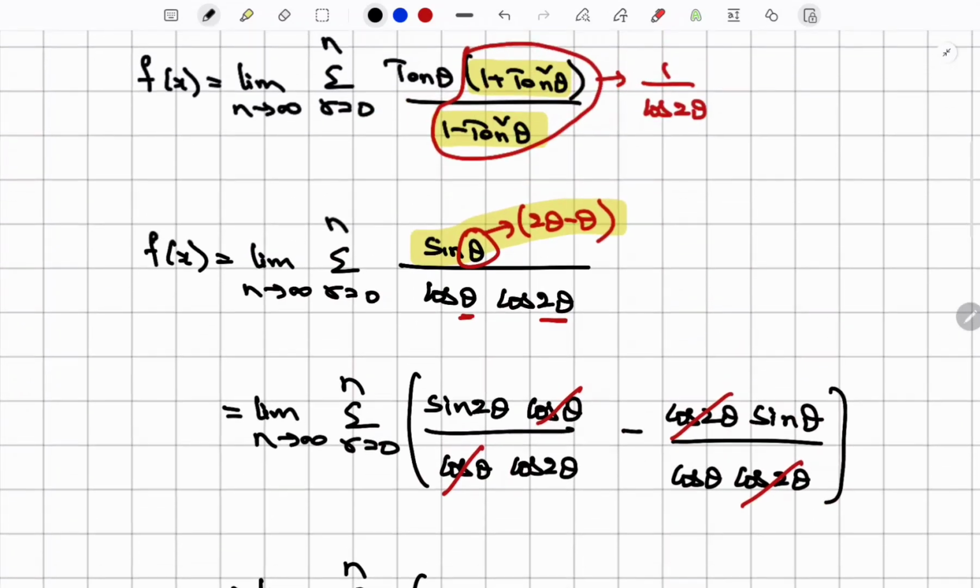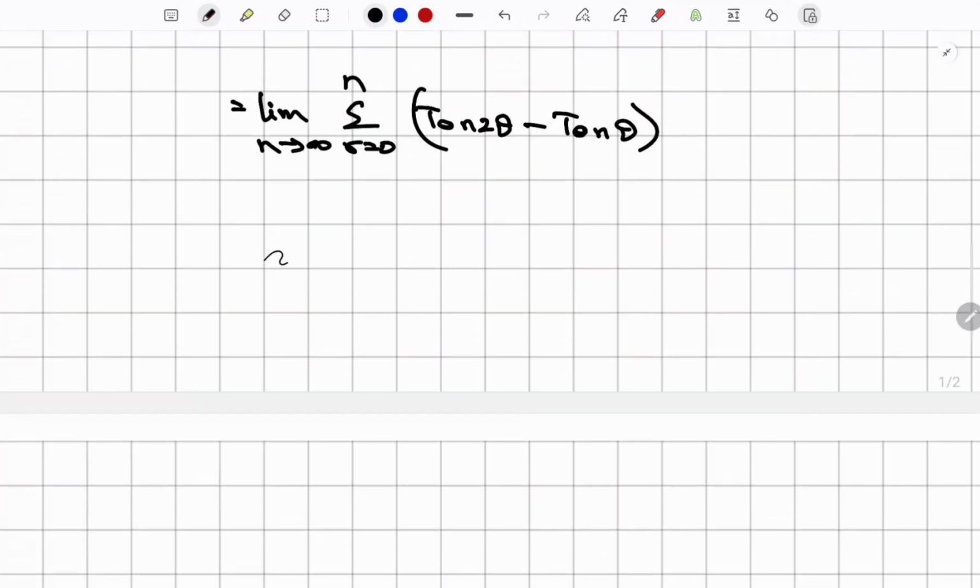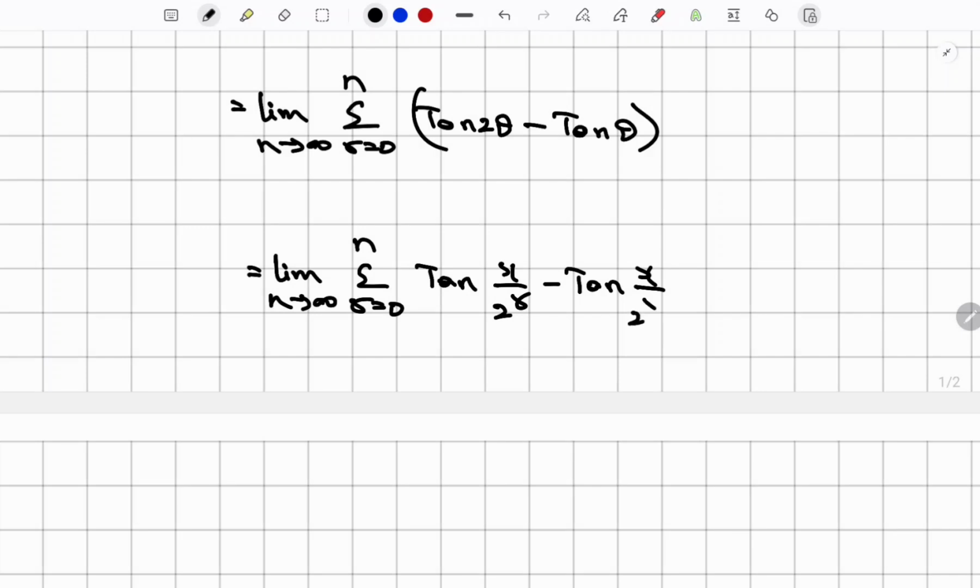Now if you observe here, what is the value of theta? Here theta value is x by 2^(r+1). Now let me multiply 2 on both sides. Then if I multiply 2, then 2 theta value is x by 2^r. Here 2 and 2 will get cancelled. So 2 theta value is x by 2^r. Let me write here. Then limit n tends to infinity, sigma r equal to 0 to n, tan of x by 2^r minus tan of x by 2^(r+1).